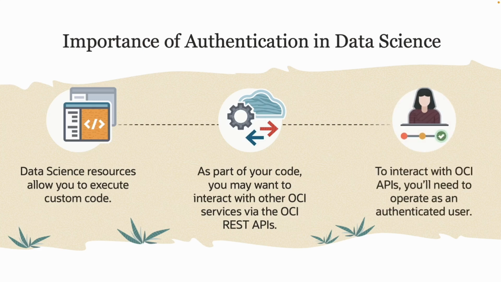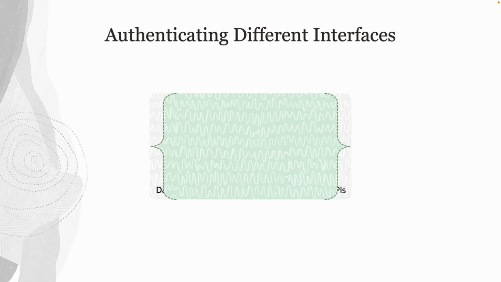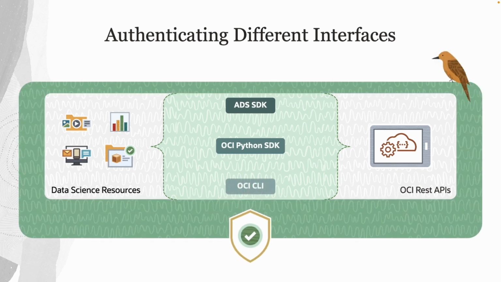In order to interact with the OCI APIs, you'll need to operate as an authenticated user. Most commonly in data science, you'll interact with the OCI APIs via the ADS SDK, the OCI Python SDK, or the OCI Command Line Interface, or CLI. This lesson will explain the options for handling authentication for each of these interfaces.